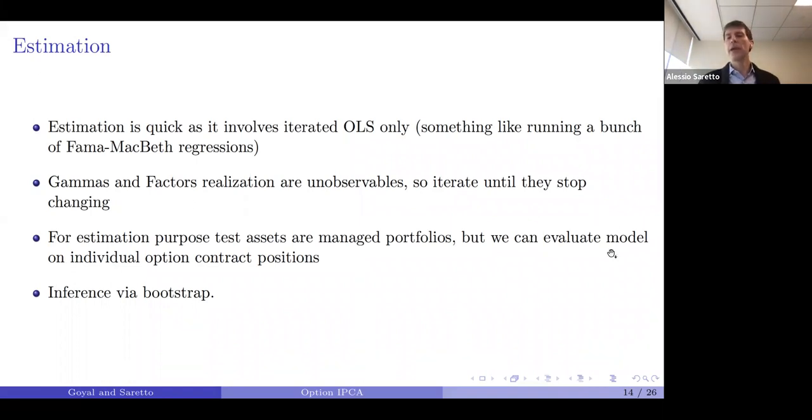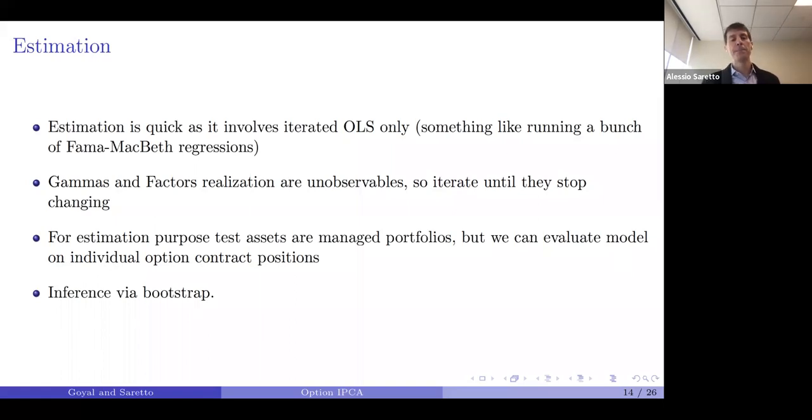But we can evaluate the model also at the individual contract level. This is going to give you an idea of how the model does when it tries to price the managed portfolios and how the model does when it tries to price the individual stocks, the individual contract position. The only small hiccup of IPCA is that all the inference has to be done by bootstrap, which turns out to be quite tricky.